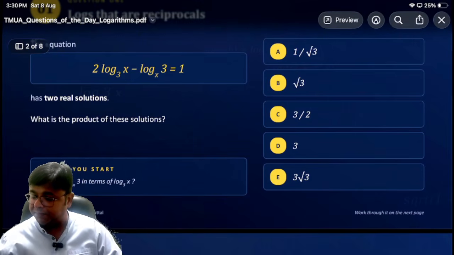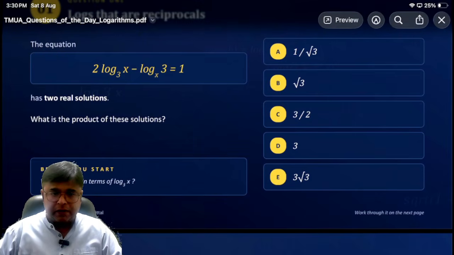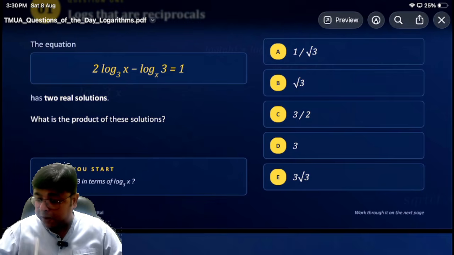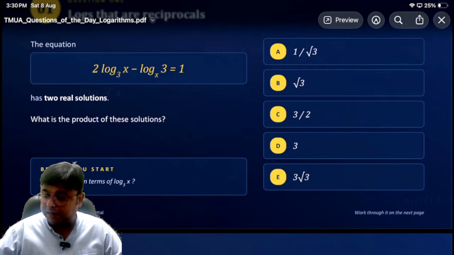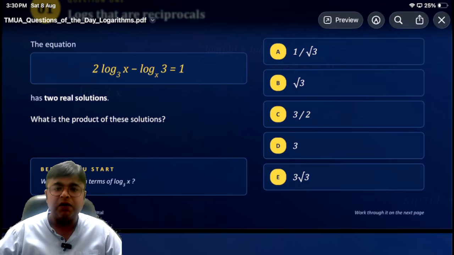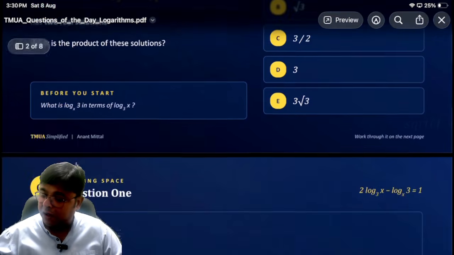This is the first question. It says that 2 log x base 3 minus log 3 base x is equal to 1. This is a classic case of a log question which can be converted into a quadratic. So how will we do that?